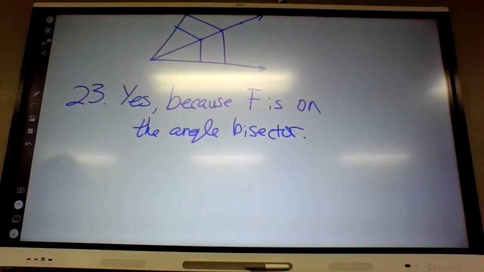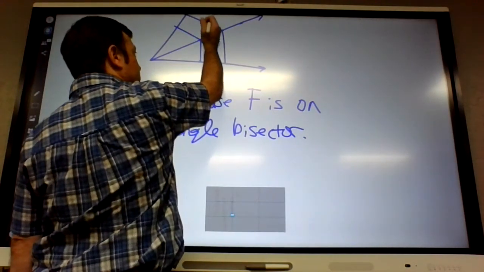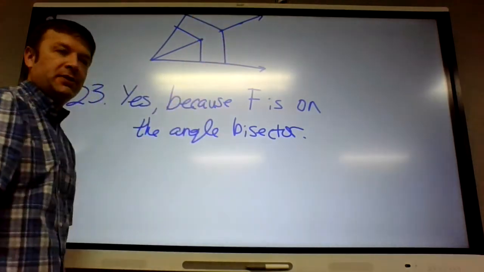So why do you guys think we know that G is on the same angle bisector as C and F? Because G is the same distance from the sides of the angle. Yeah. It's on the same angle bisector. It's basically 24. G is the same distance from both sides of the angle, so it has to be on the angle bisector.